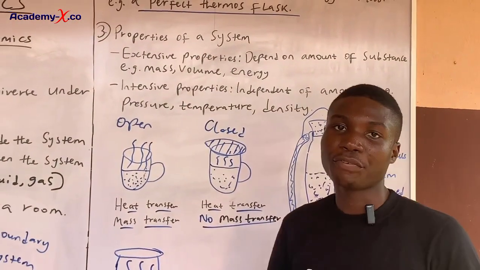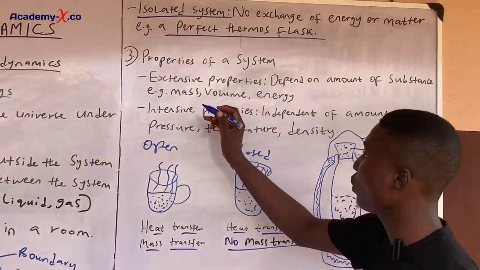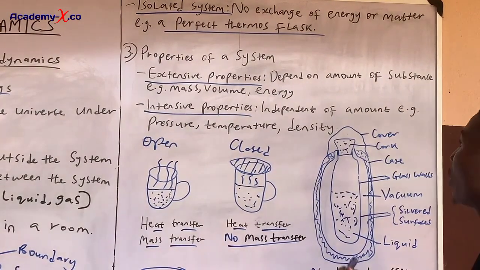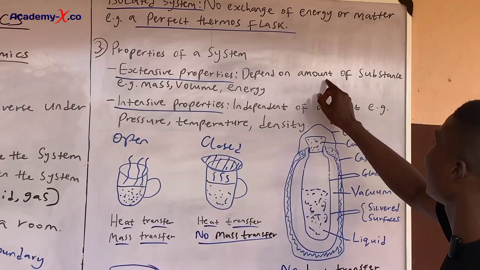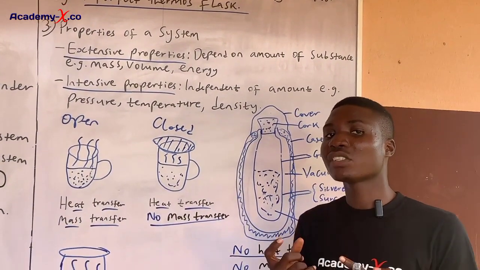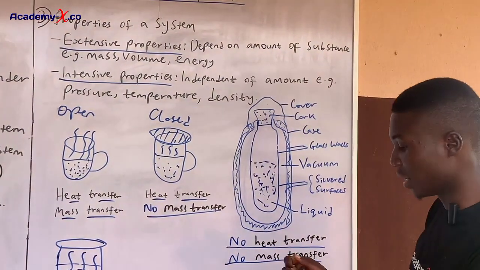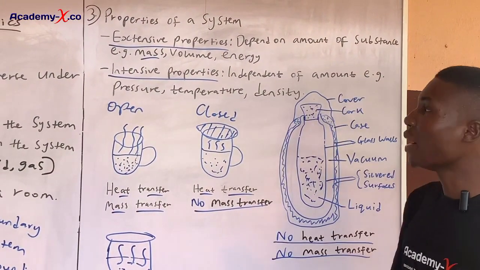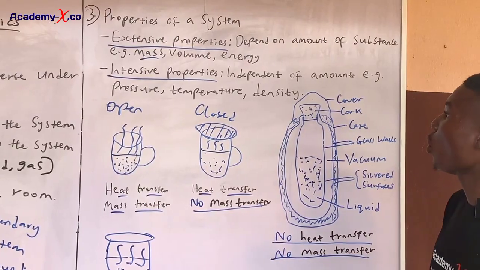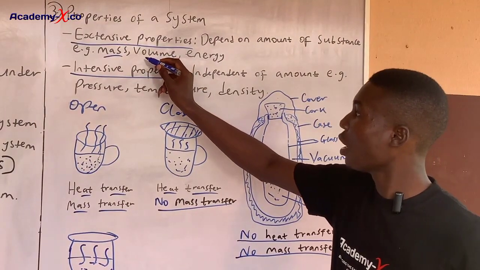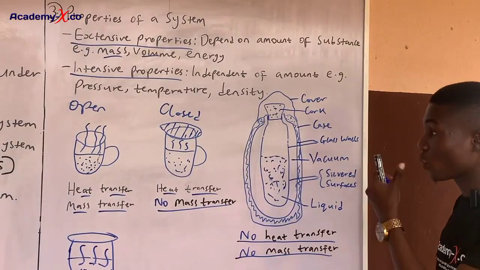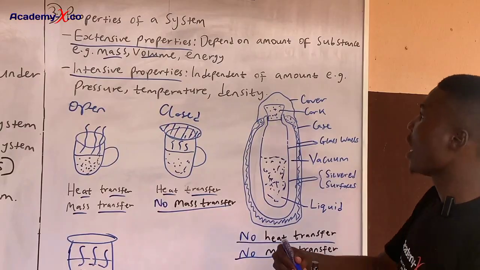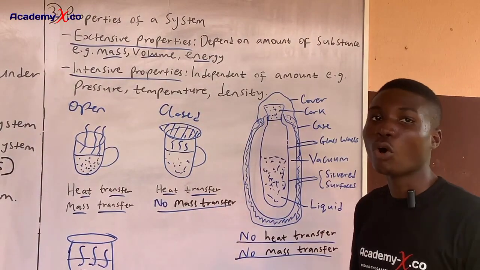So let's now look at the properties of a system like we have talked about previously. We have what we refer to as extensive properties, and we have what we refer to as intensive properties. Extensive properties are properties that depend on the amount of substance. Extensive properties of a system refer to the properties that depend on the amount of the substance. So mass depends on the amount of a substance. And then volume depends on the amount of the substance. So the more substance you have, the more the volume, the more the mass. And then energy also depends on the amount of the substance.